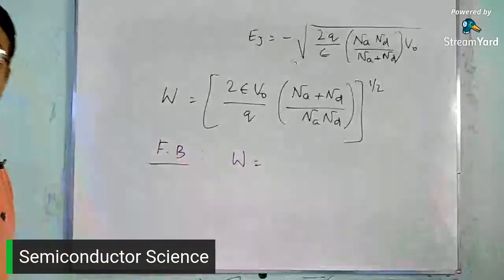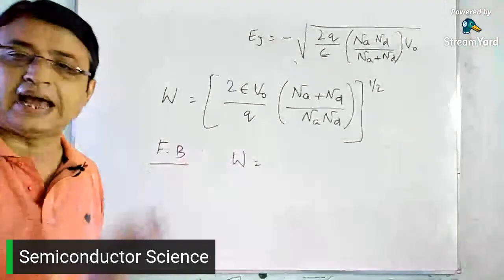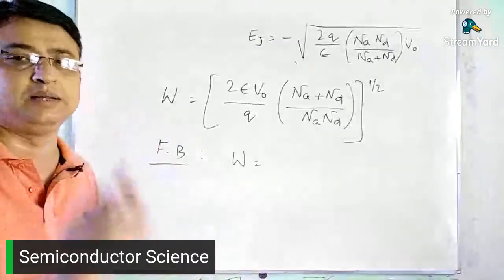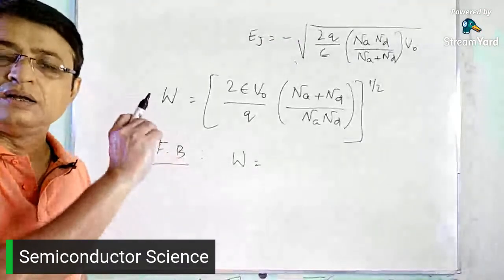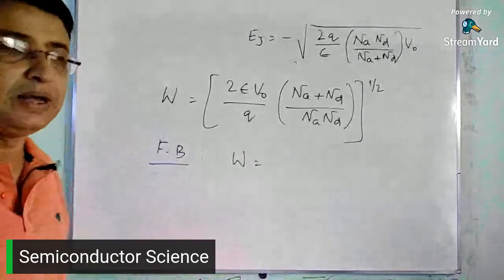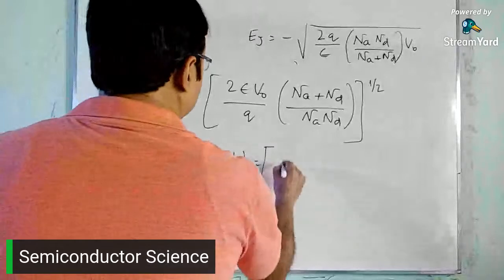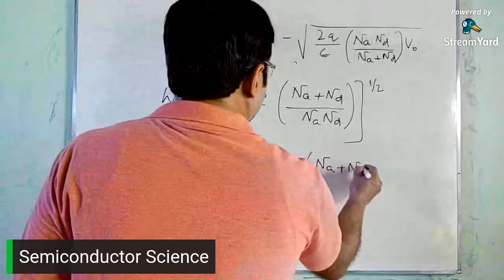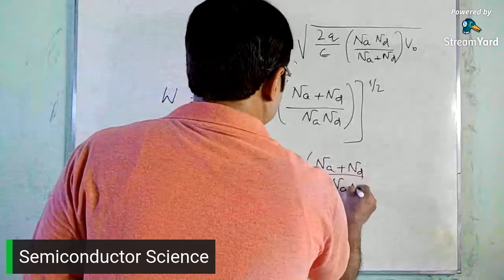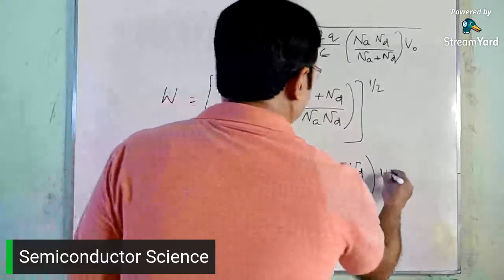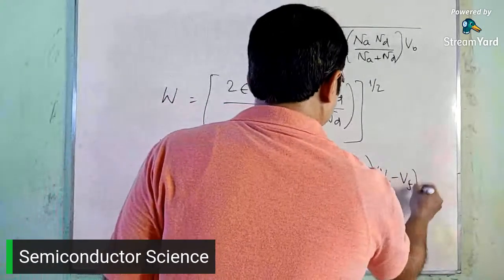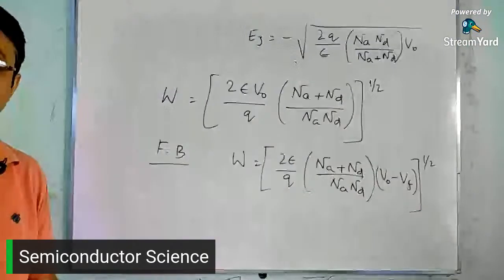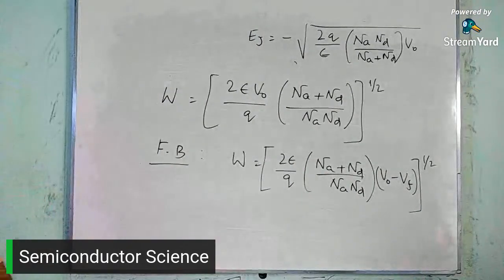you need not calculate the entire thing again for the forward bias case. Just take the value of the depletion layer width under no bias condition or at equilibrium, and then just replace the potential V0 by V0 minus Vf. So this is the width of the depletion layer under forward bias.